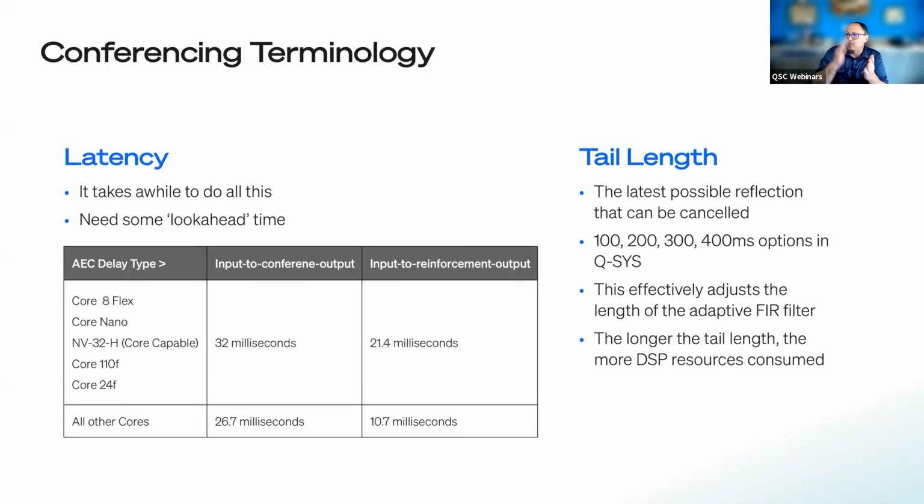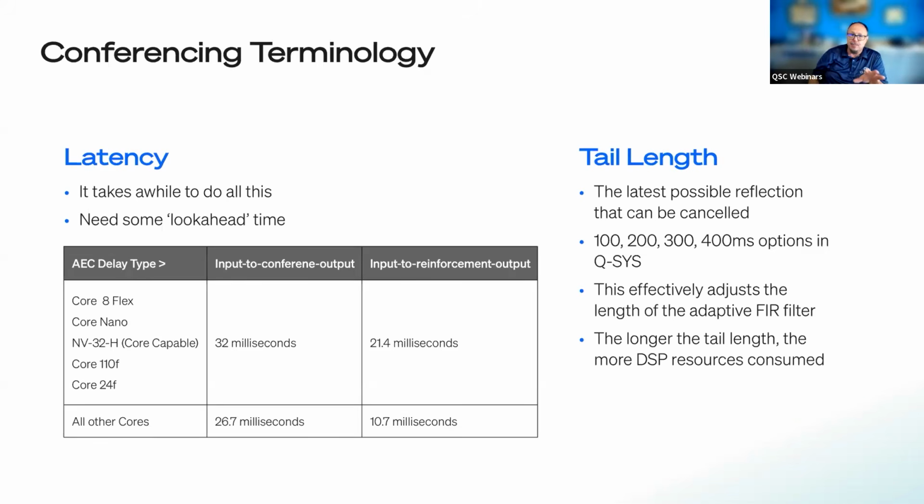And then input to the reinforcement output, and we'll talk about the reinforcement output in just a little bit here because there's been some questions on that, and hopefully I'll give you some guidelines, is 21.4. All of the other cores, you get into the server cores, the 5200, things like that, 26.7. They obviously have a little bit more processing power. They can manipulate this data faster, or 10.7 milliseconds to the reinforcement outputs.